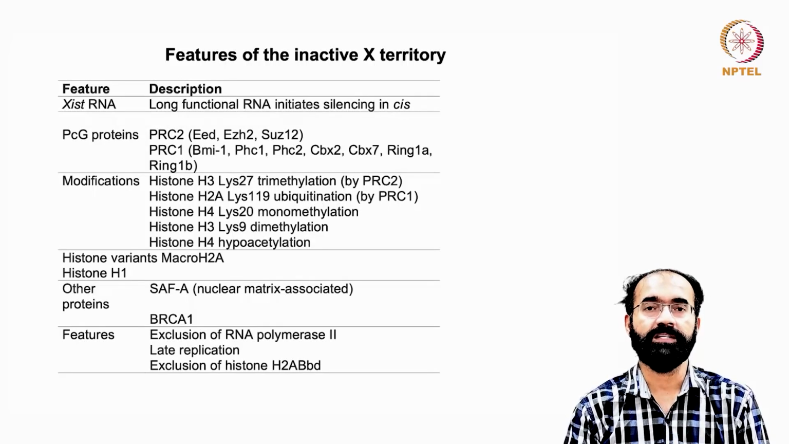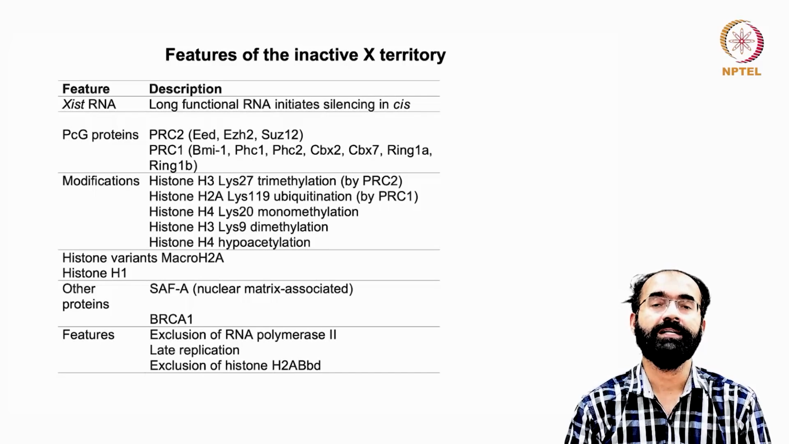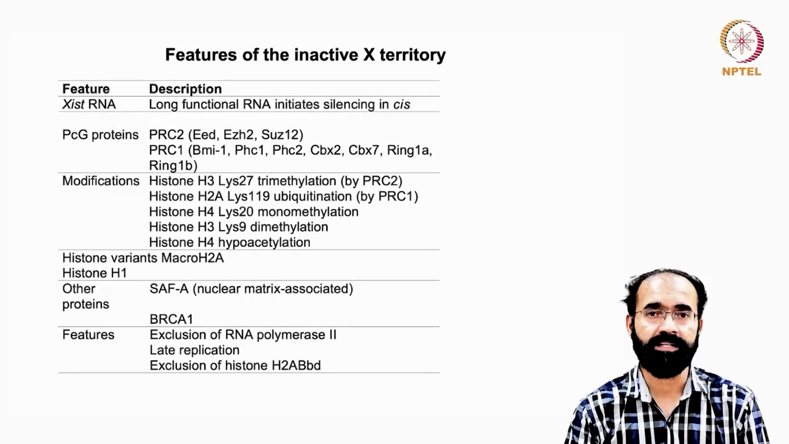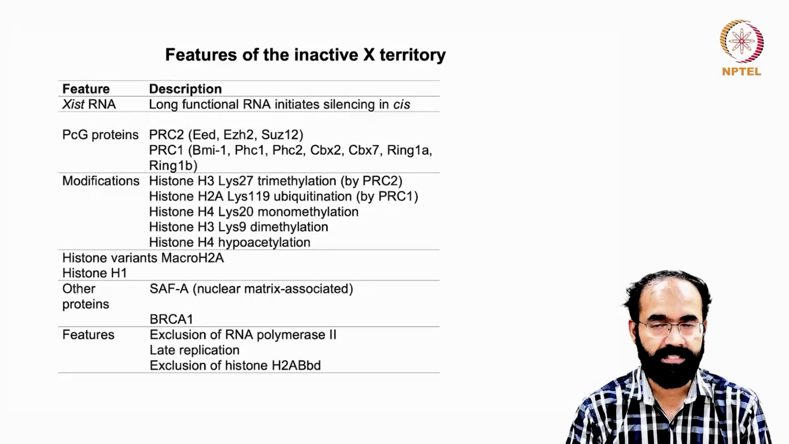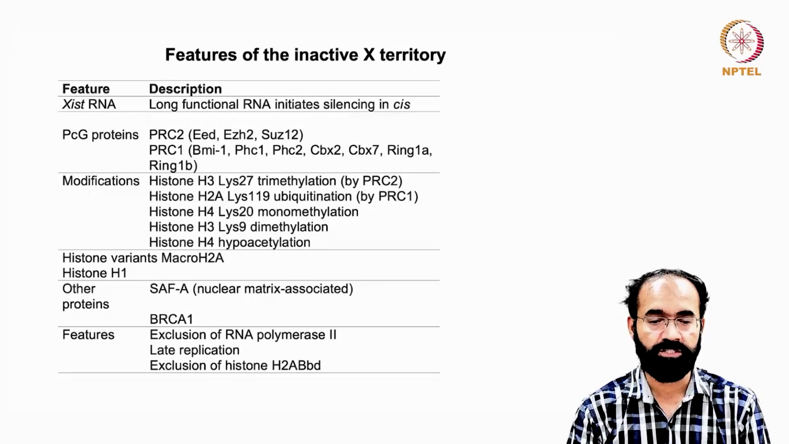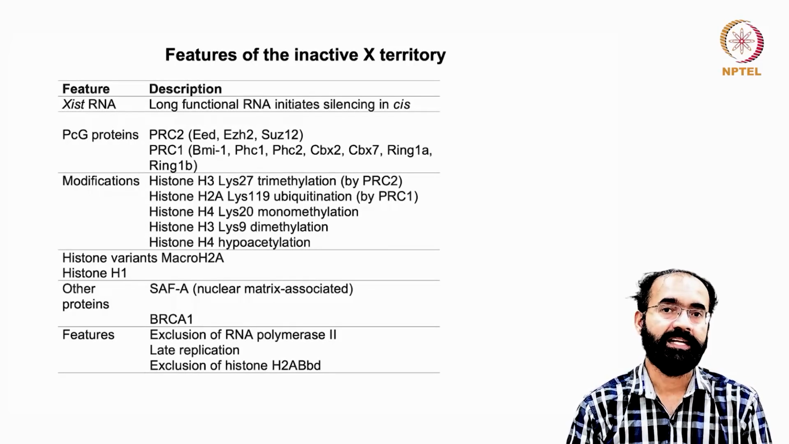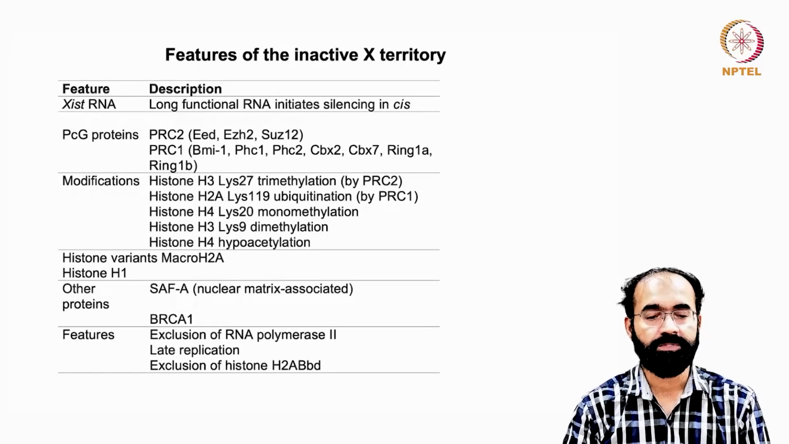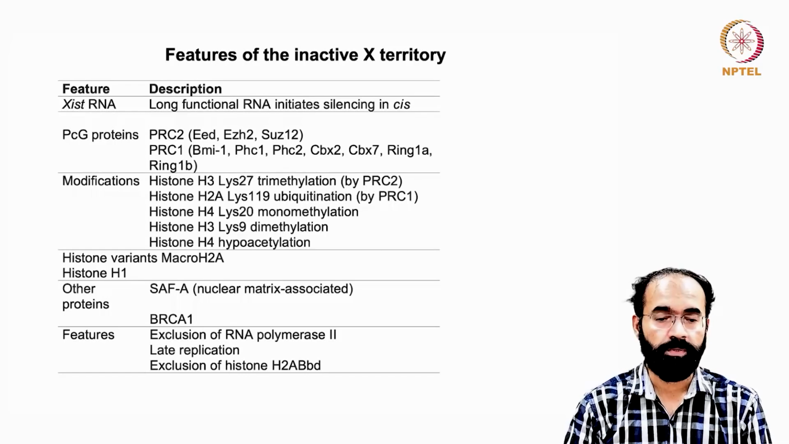If you and your friend are sitting in one room, talking while sitting in the room, it is called cis. And if you are talking to someone over the phone who is in another country or another state, that is called trans, to make it easier to understand. So XIST acts in cis, that is, on the same chromosome where it is produced. Then come the polycomb group proteins.